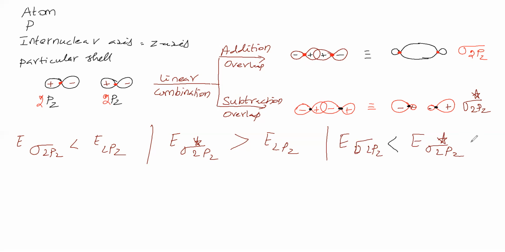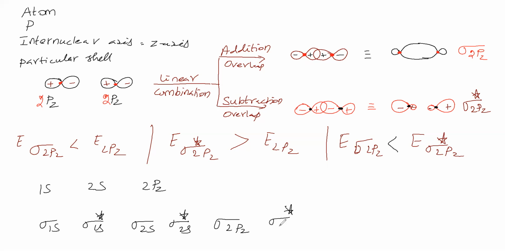Now, which atomic orbitals undergo linear combination to give molecular orbitals? We have discussed that 1s atomic orbitals on linear combination give sigma 1s and sigma star 1s. Then 2s atomic orbitals on linear combination give sigma 2s and sigma star 2s. Then 2pz atomic orbitals on linear combination give sigma 2pz and sigma star 2pz. So we got these molecular orbitals.